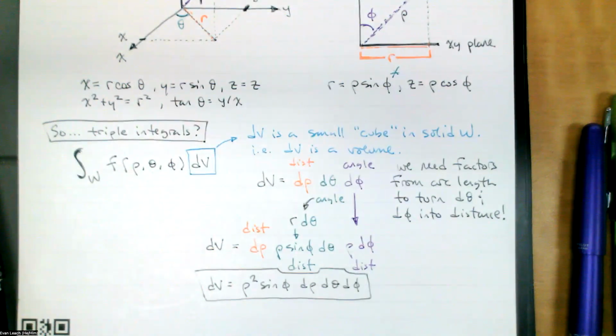When we're setting up a triple integral in spherical coordinates, we can't just say the function times d rho d theta d phi. It's the function times rho squared sine of phi times d rho d theta d phi. That is how we get our iterated integral. It comes from the fact that dV needs to be a volume, which means we need to turn d rho, d theta, and d phi into distances. The TLDR: when you're building a triple integral in spherical coordinates, don't forget your rho squared sine of phi.